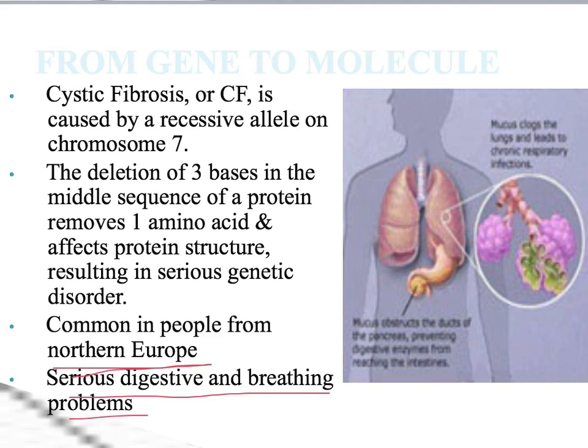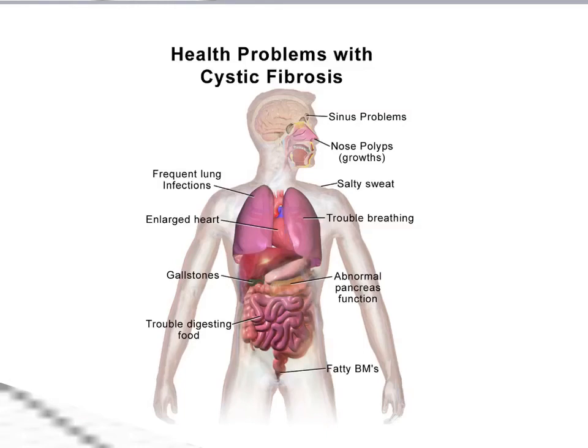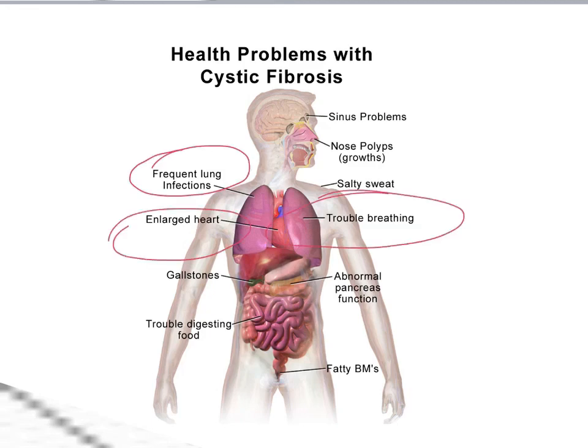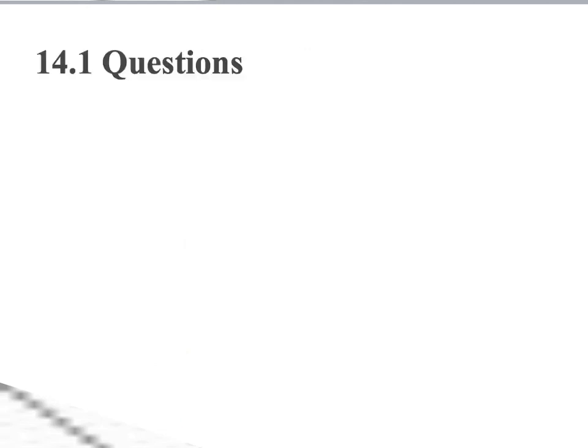But cystic fibrosis can vary, and you can see here things that it can affect: frequent lung infections, an enlarged heart, trouble breathing, and it's these things that they were trying to help prevent by patting her back so often. And now what you have left are questions at the end of that worksheet.